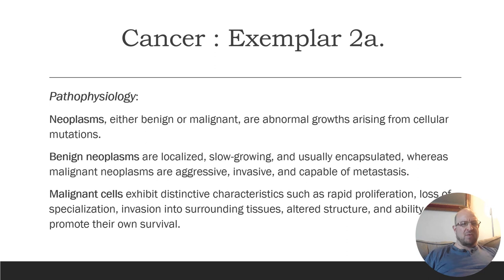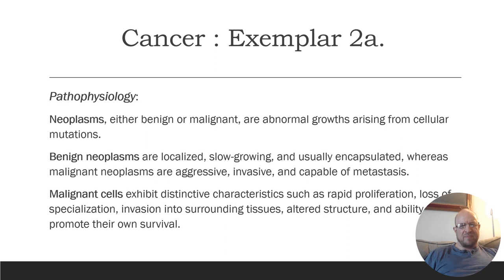All right, so we'll start with a little bit of pathophysiology about cancer in general. So you have the neoplasms, which can begin as benign or malignant, basically just abnormal growth arising from some kind of cellular mutation. The two types we have are benign neoplasms. They are slow growing. They're encapsulated, whereas malignant neoplasms are aggressive, invasive, and capable of metastasis, going through the rest of the body to infect or cause cancer to other body parts.